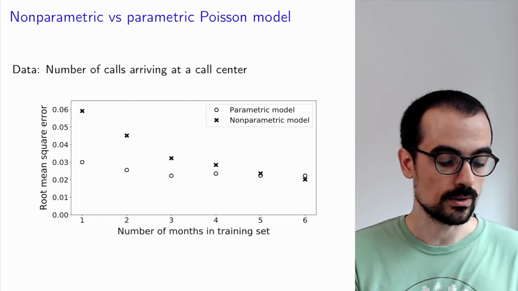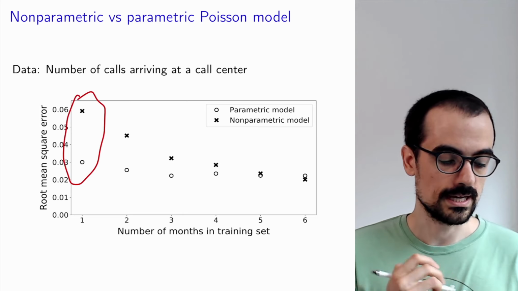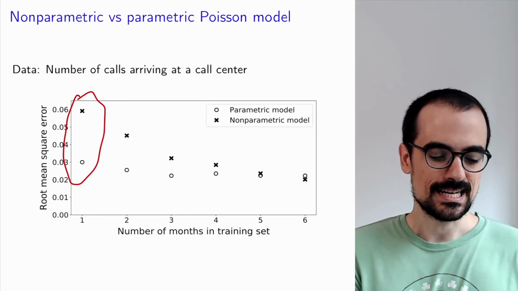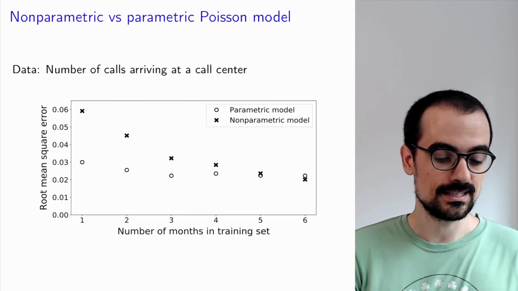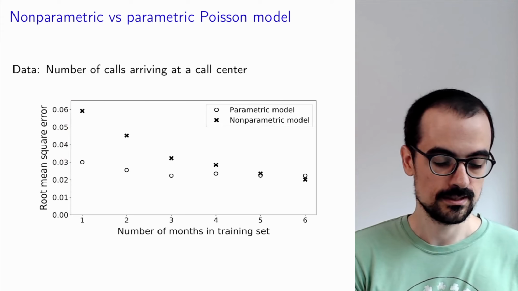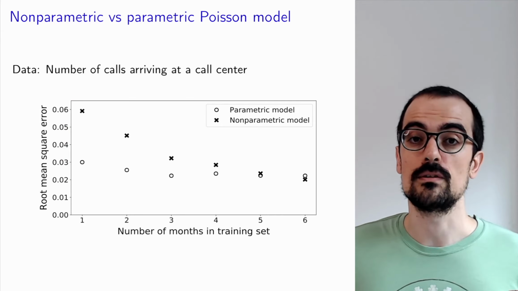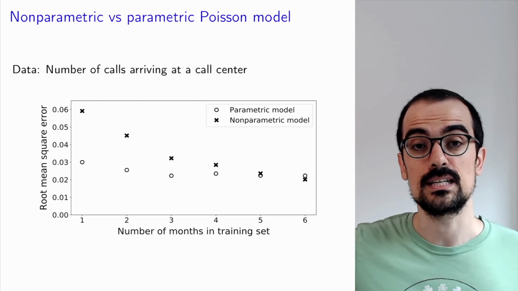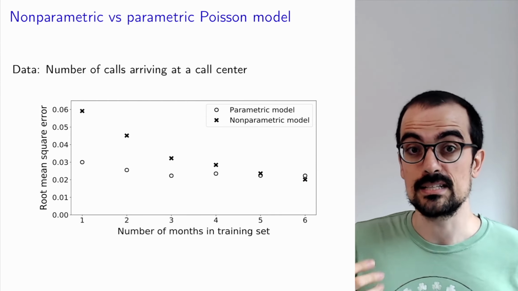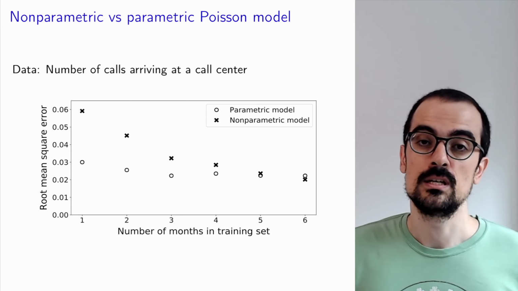And what we see is that when we have very little data, the parametric model is much better. This is the error, so the smaller the error, the better. And as we increase the data, the non-parametric model improves until it overtakes the parametric model and becomes better. And this is something that we often see. If you have a lot of data, it's better to go with a more flexible model. And in this case, the non-parametric model is much more flexible, and it avoids making assumptions that are probably wrong.